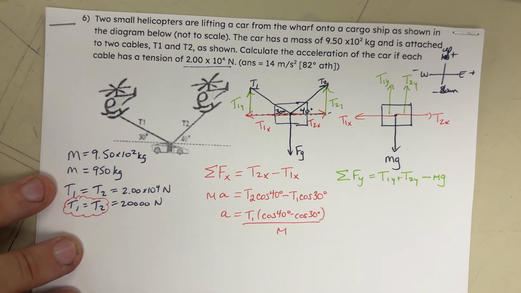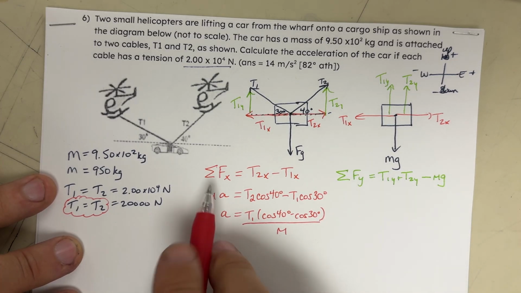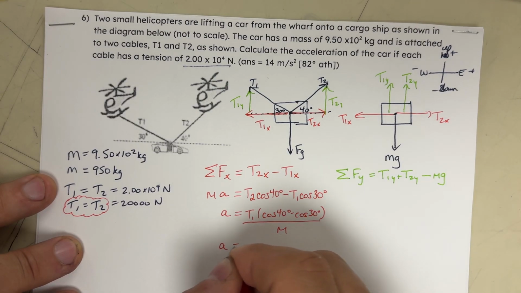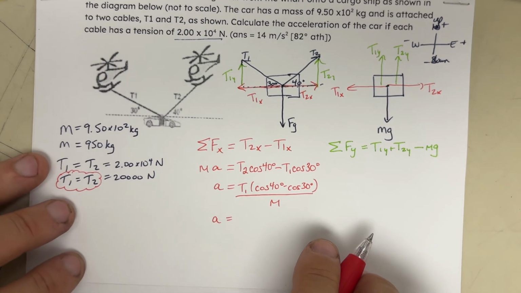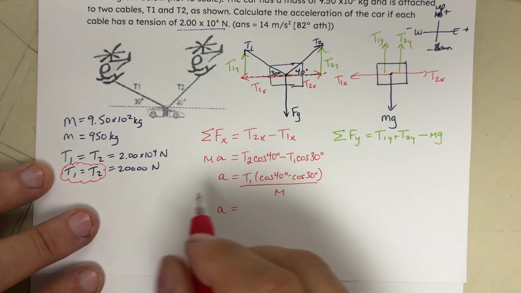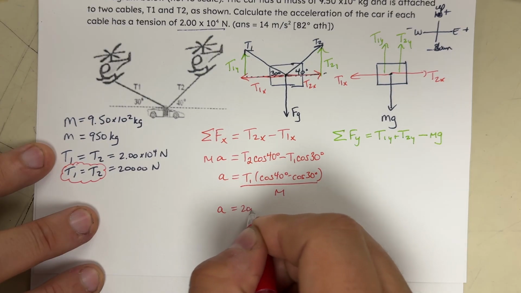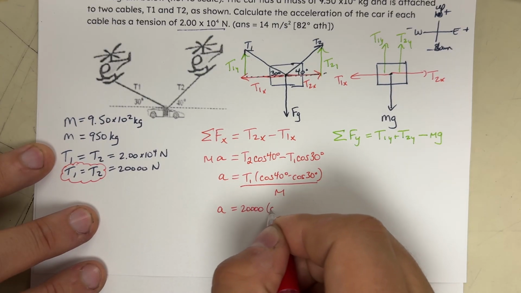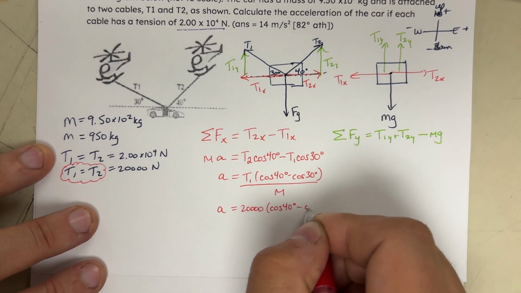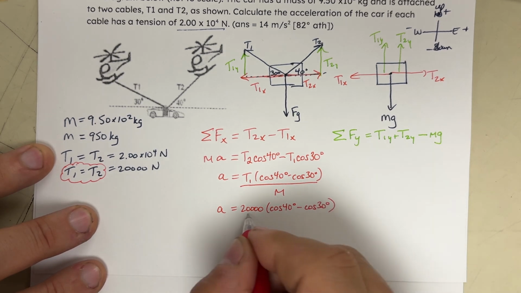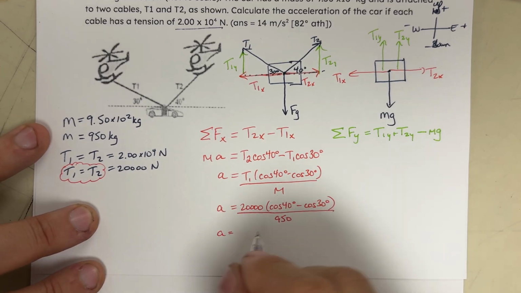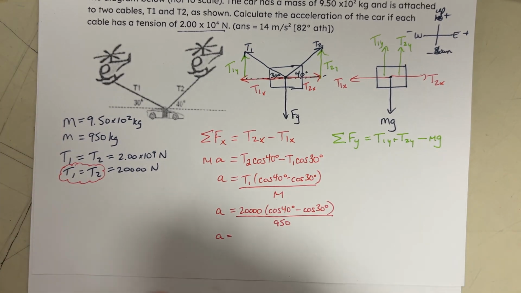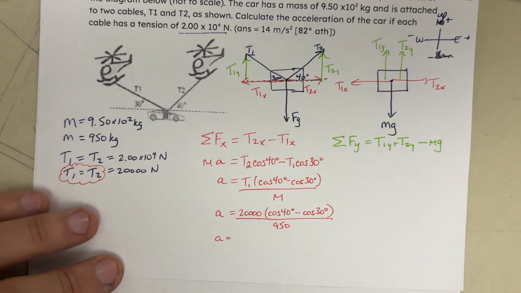Now, I have the mass and I have the tension, so I can find the acceleration in x right here. T1 is 20,000. I'm multiplying it by cos 40 minus cos 30, and that's all divided by the mass of the car, which is 950. I'm not really dealing with units right now. I'll deal with those later, and I can crunch those numbers later.